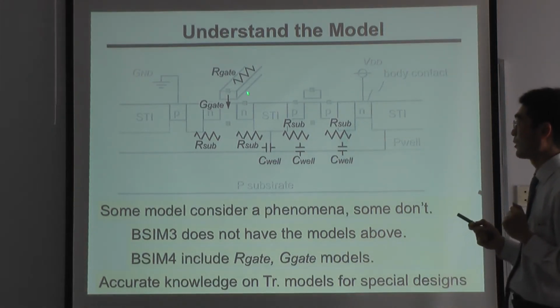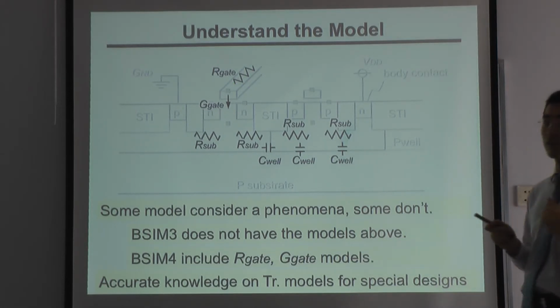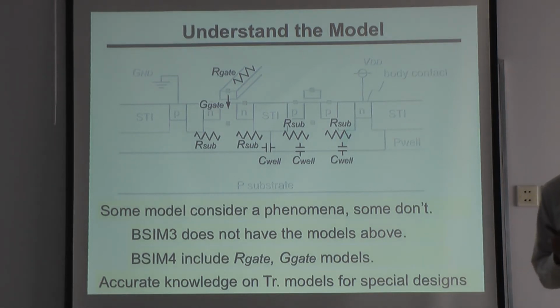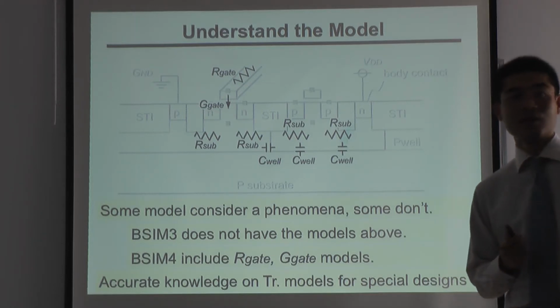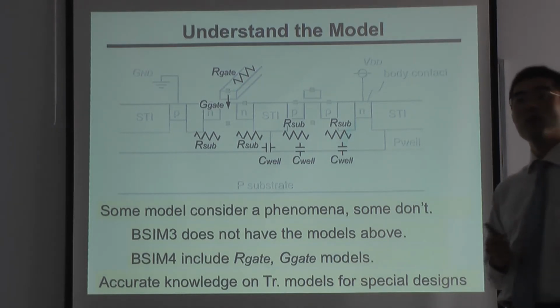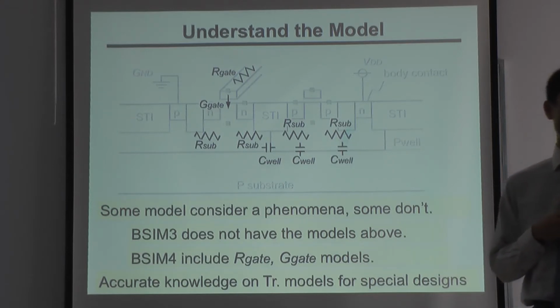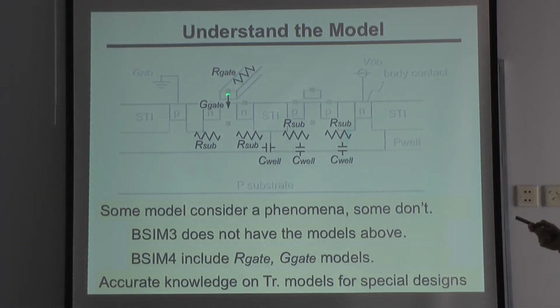For example, there is a gate, and there is a gate resistance here. Some models include gate resistance, and some models do not. For example, BSIM3 does not have gate resistance, and BSIM4 has gate resistance. Also, there is a lead from the gate to the channel. This lead is considered in BSIM4, but BSIM3 does not have this.